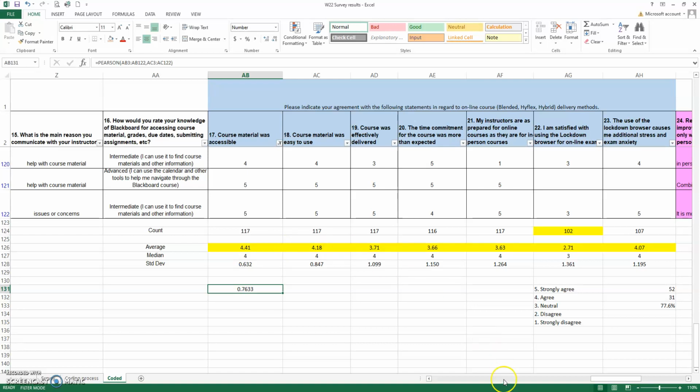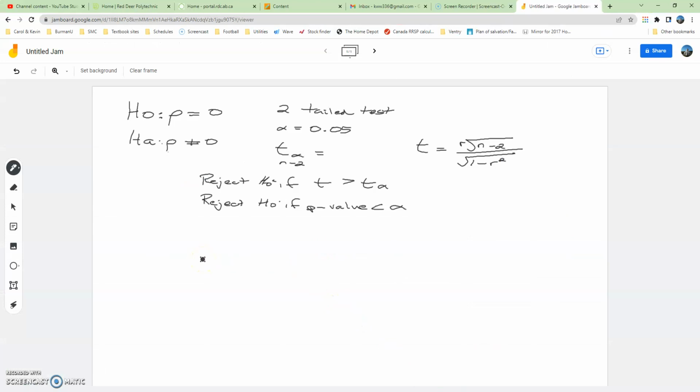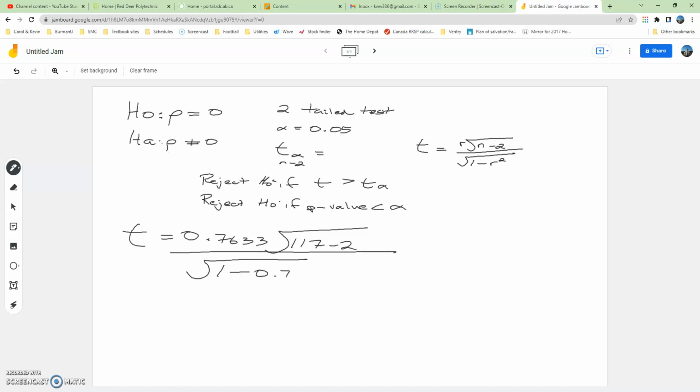0.7633. Go to our tab here. We can calculate the test statistic. Now we have our 0.7633. We have 117 pairs of data divided by the square root of 1 minus 0.7633 squared. This turns out to be 12.668. That's our test statistic.